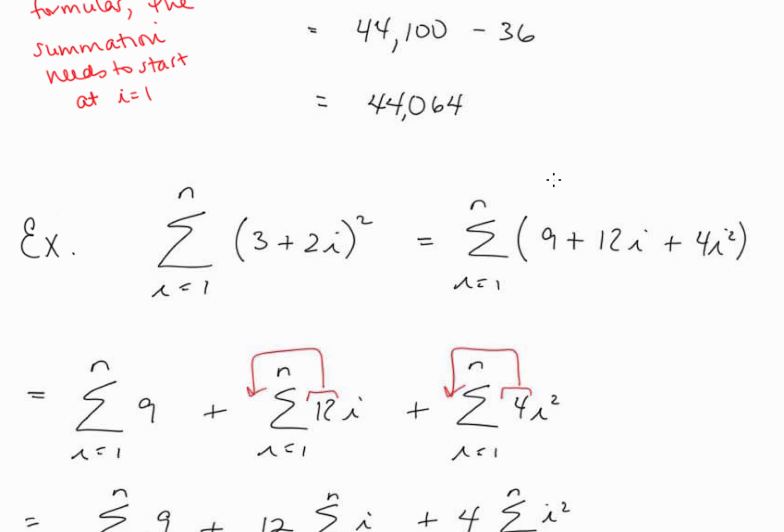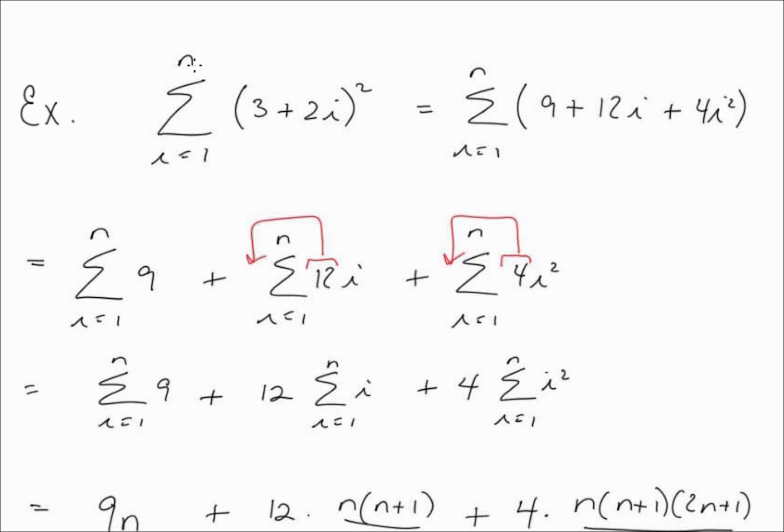Let's take a look at the next example. We have the summation i going from 1 to n of (3 plus 2i) quantity squared. Now, especially because we don't have a number here, we have an n, we know that we want a solution in terms of n. And so we know we want to use those formulas, and so we're going to square this out first. So this is 9 plus 12i plus 4i squared inside the summation. And in order to use the formulas, we want to break this into 3 summations. This is summation of 9 plus summation of 12i plus summation of 4i squared.